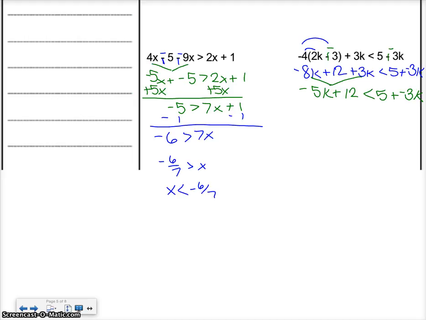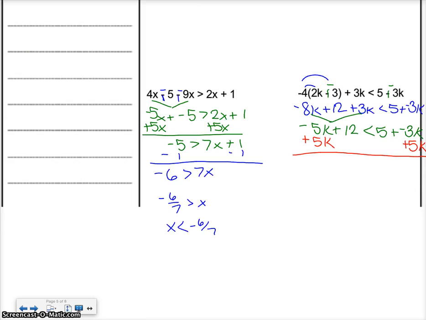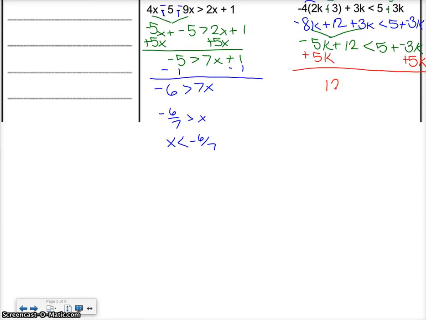Okay, that's that. And step 4, move variable to one side. The best thing is to move your smallest variable. So negative 5 is smaller than negative 3, so I'm going to add 5k. Whoopsies. So now I have 12 is smaller than 5 plus 2k, right? Negative 3 and 5 is positive 2. And then I just solve as normal.